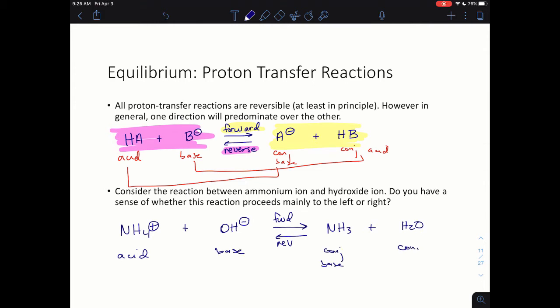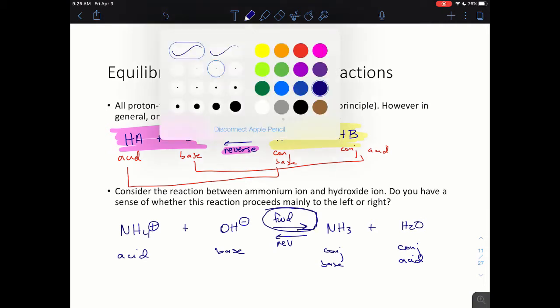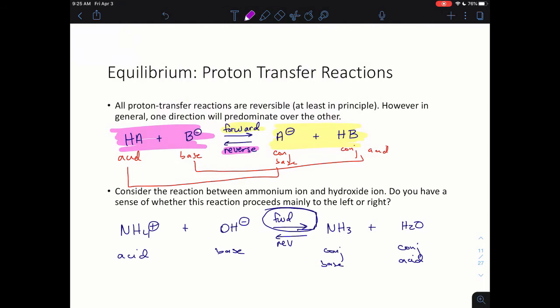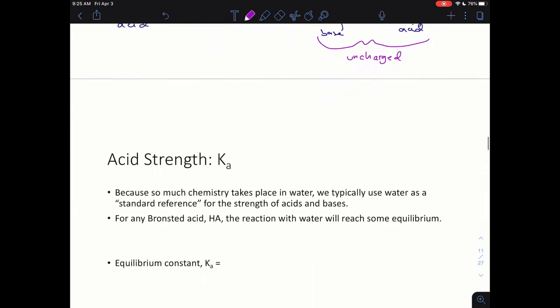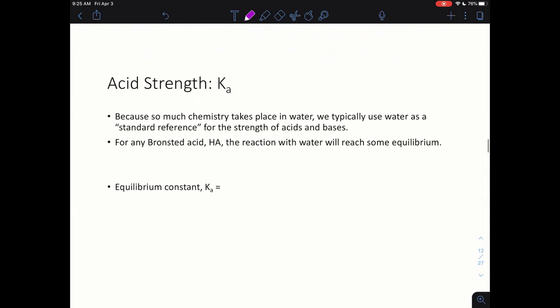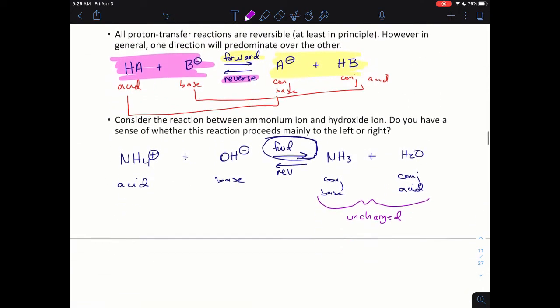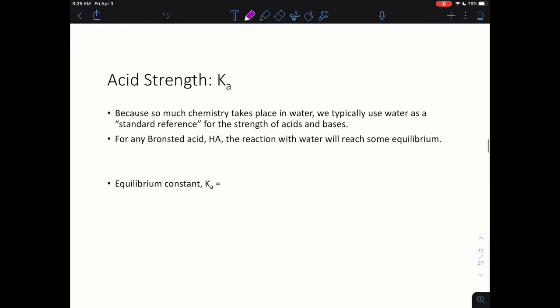Well, I can tell you what students usually pick. Usually students say this is going to mainly proceed in the forward direction. And when I ask them why, students usually tell me, well, that's because these species are uncharged. And that is a really solid prediction. We don't need to always predict because there is some data that we can use, but this prediction based on our chemical intuition is certainly fine. Now, we're going to get to data that we can use to help us make these predictions.